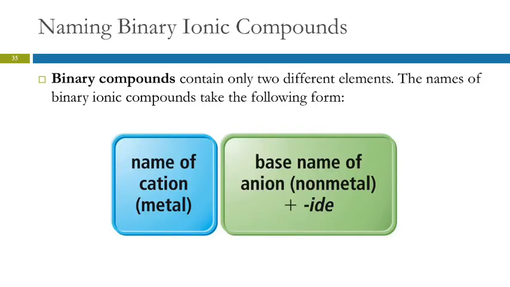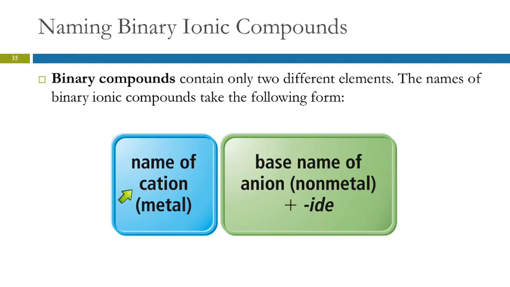So, naming binary ionic compounds. Binary means 2. So this is just 2 different elements. It's going to be a cation and a monoatomic anion. So to name this, you name the cation, and then you name the anion. The anion is the element name with the ending changed to "ide." Like human names, there's a space between the first name and the last name, but these are not proper nouns, so we do not capitalize them.